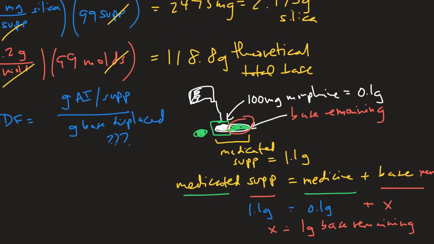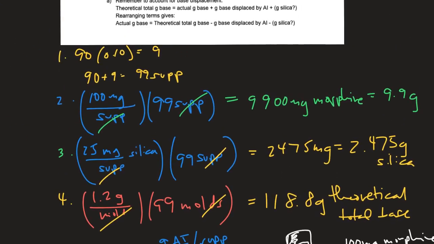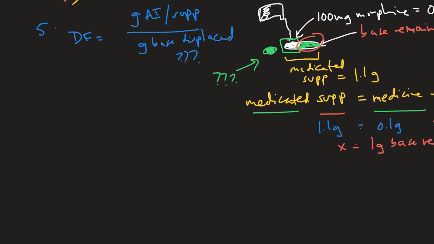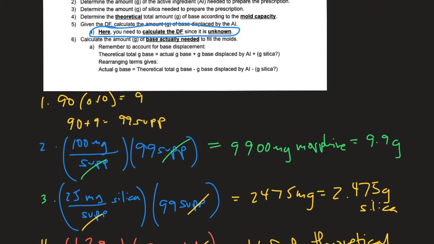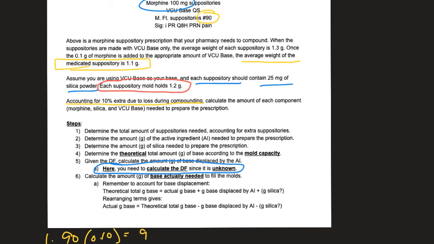So now we need to figure out how much. Now we know that this is 1 gram. How much is this right here, which is the base displaced? Well, if you remember from our earlier concepts, we figured it out from the total base. So total base, or the base only, equals base remaining plus base displaced. So we know the base only suppository, VCU base only, average weight of each suppository is 1.3 grams.